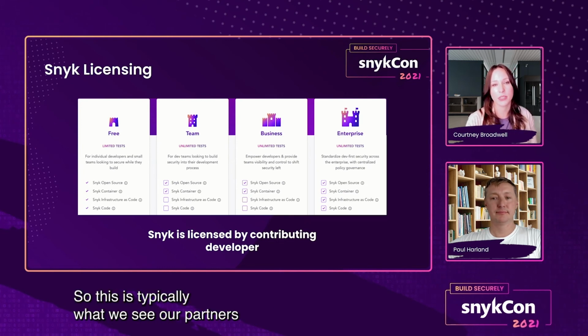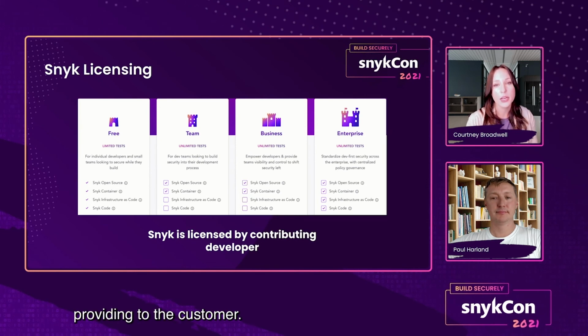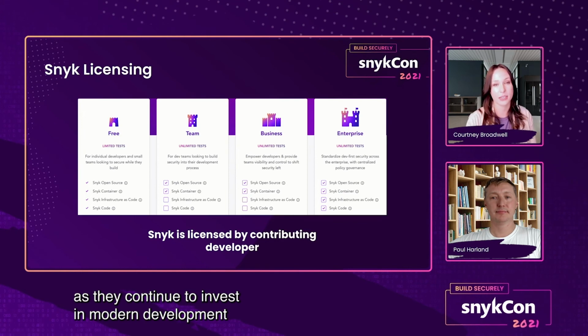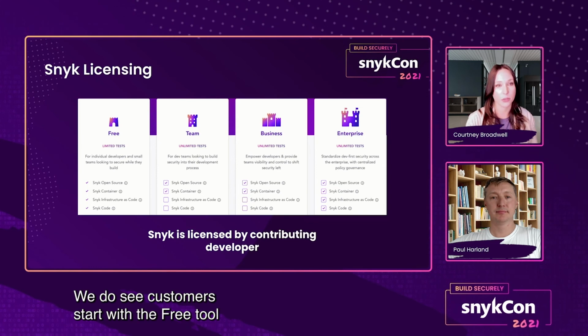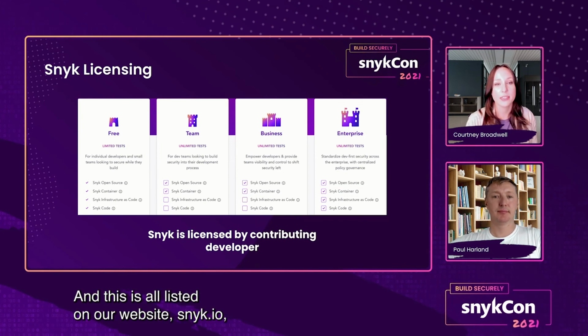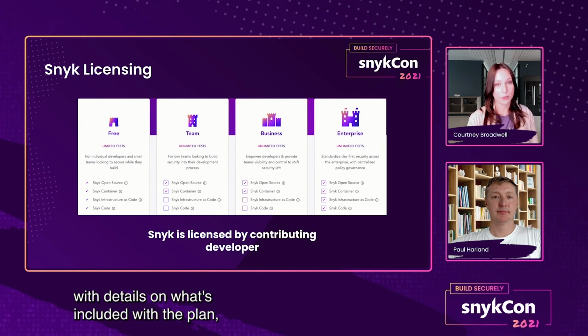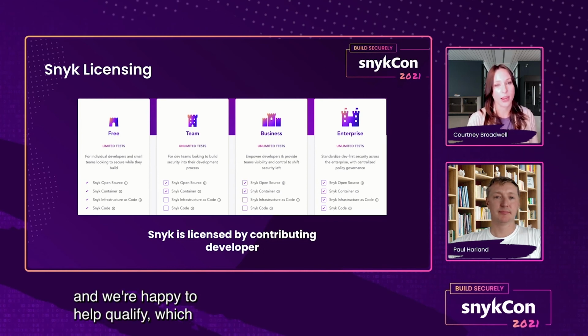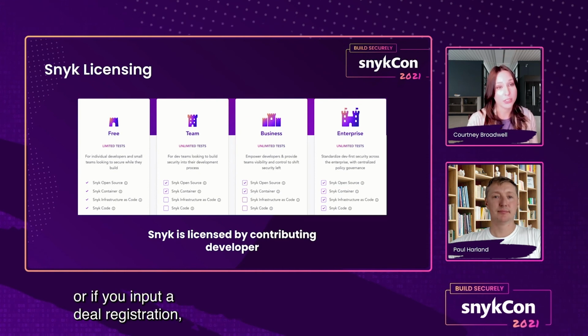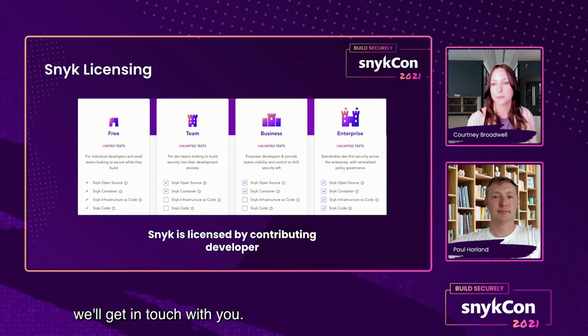So this is typically what we see our partners providing to the customer. And we will also help your customer grow into plans as they continue to invest in modern development. If they would like to start off with a smaller plan, we do see customers start with the free tool and then move to the business tool. And then once their development team grows, we help them up level to the enterprise edition. And this is all listed on our website, snyk.io, with details on what's included with the plan. And we're happy to help qualify which would be best for your customer when you reach out, or if you input a deal registration, we'll get in touch with you.